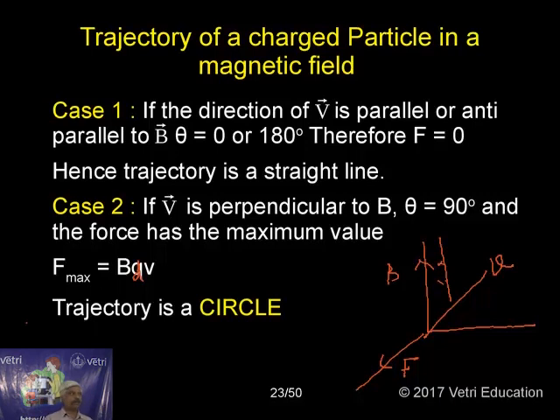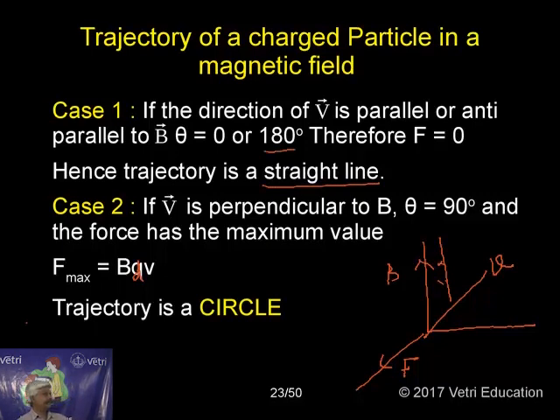Therefore, force becomes 0. What is the reason? Because F = BQV sin theta. If theta is 0, everything is also 0. Therefore, F is equal to 0. Hence, the trajectory is a straight line. Because the angle becomes 180 degrees, the charged particle moves in a straight line.